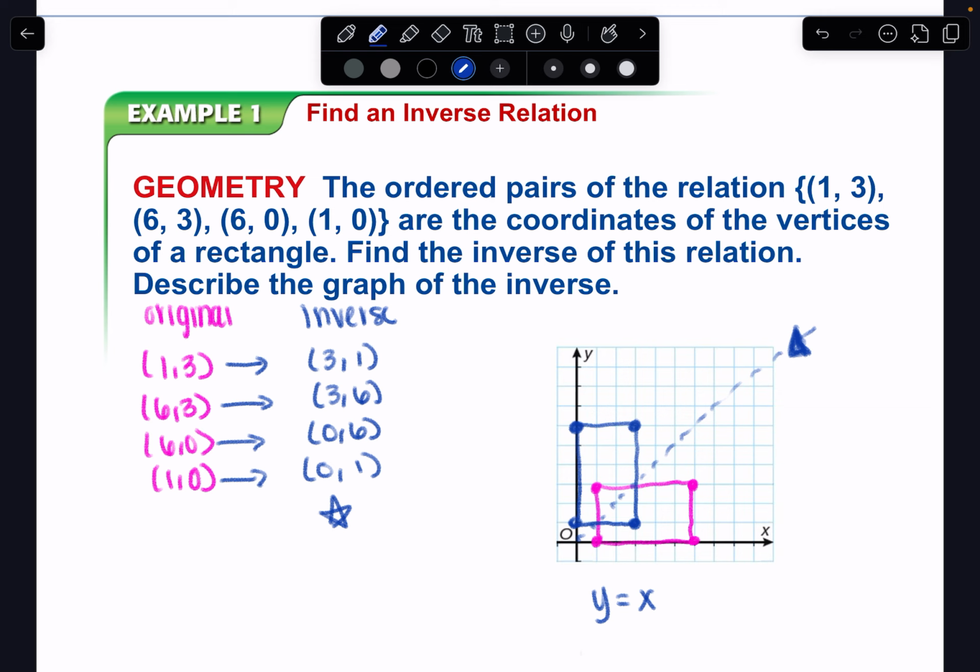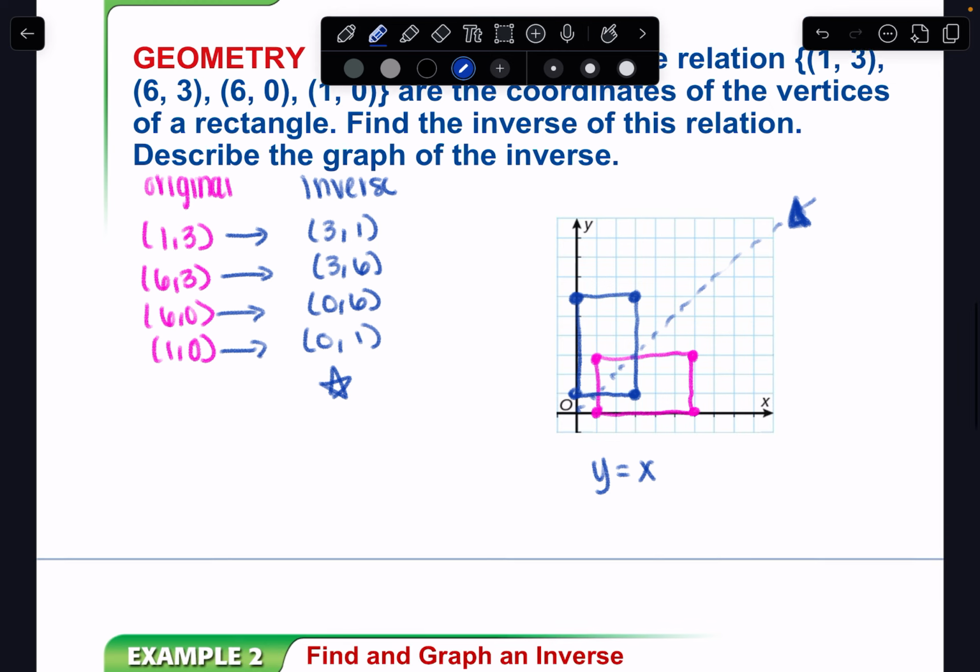Whatever makes the most sense in your brain as far as how to actually describe it. If you need to write a sentence, write a sentence. If you can show on the graph with a line to show where it actually reflected, that's fine as well. So that is it for example 1. Relatively simple. You're just swapping x and y points and then graphing them and explaining how the actual shape changed.